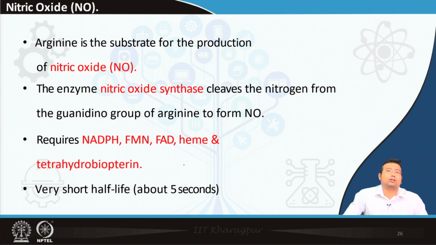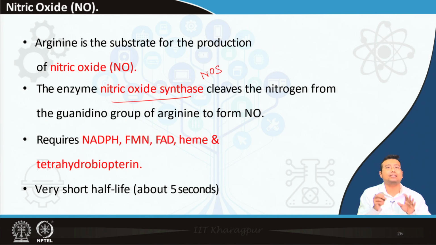So, an important product of arginine metabolism is nitric oxide or NO. It is a gaseous product and it is synthesized by the enzyme nitric oxide synthase or NO synthase, often abbreviated as NOS. The number of cofactors that this enzyme needs are many: NADPH, flavin mononucleotide or FMN, flavin adenine dinucleotide or FAD, heme and tetrahydrobiopterin. This nitric oxide has a very short half-life, it exerts its action quickly and it is then destroyed.